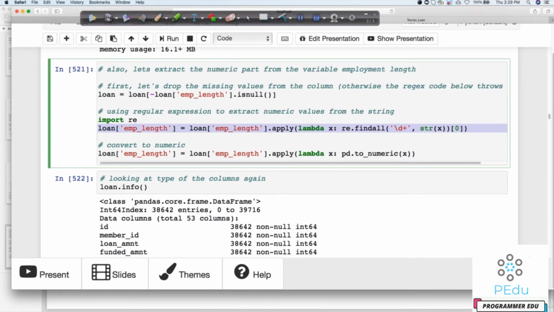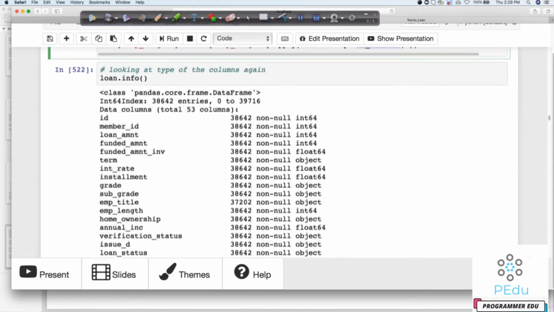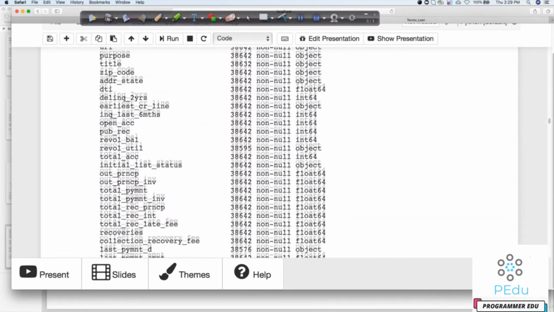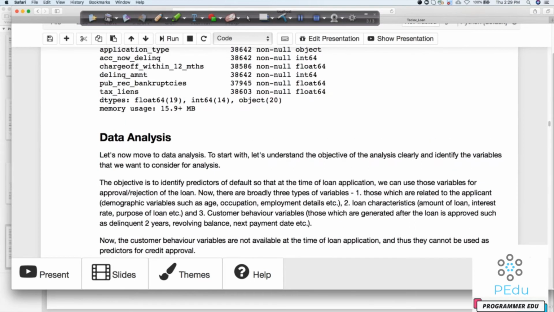Okay, so now this is the one part. After that, once we have taken out only the digit, we can make sure that it's in the numeric format. Now let's look at the columns once again. Now everything looks good, and we are all good to start our analysis. This is where we will start our univariate, bivariate and further analysis. So we will do that from our next lecture.